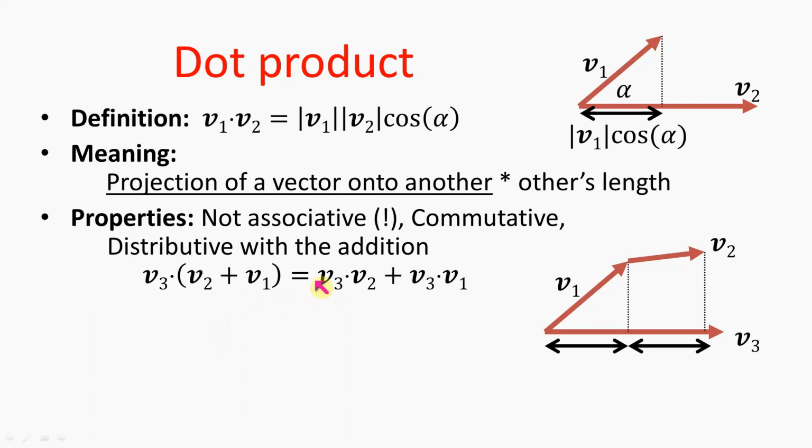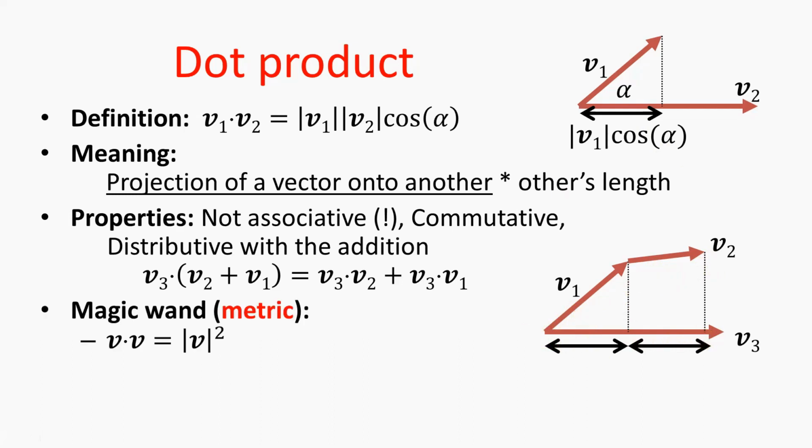The proof of this property is based on our intuitive interpretation of the dot product, namely that it is a projection. Indeed, if we have two vectors and project them onto a third vector, the result will be the same when we project the sum of the two vectors or project them individually and add up the two projections. Dot product can replace measurements in our geometry.